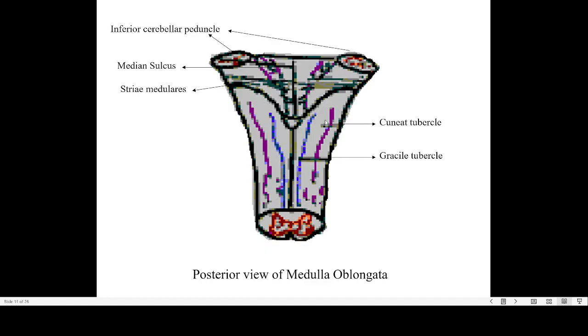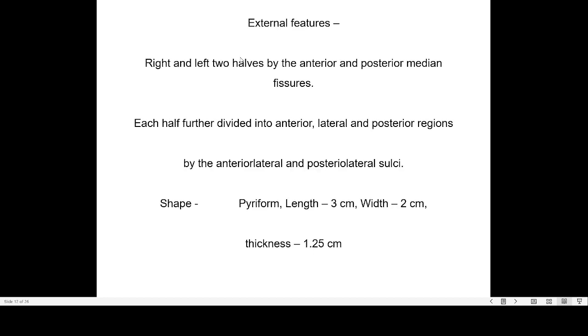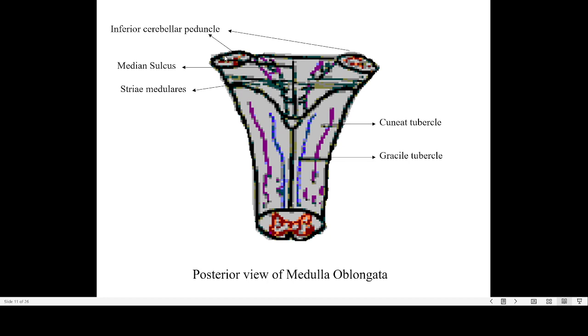So this is the posterior aspect. These are the cerebellar peduncles, groups of nerve fibers, and here this is the median sulcus. These are the striae medullares. This is the cuneate tubercle and the gracile tubercle, which contain the nuclei.